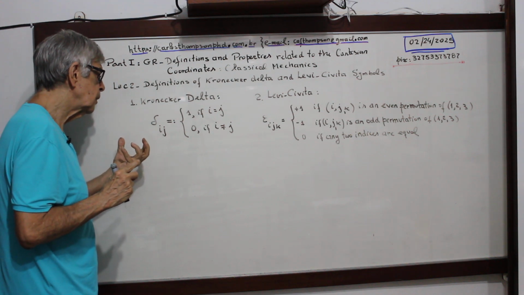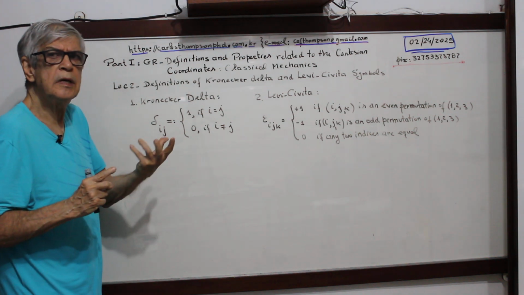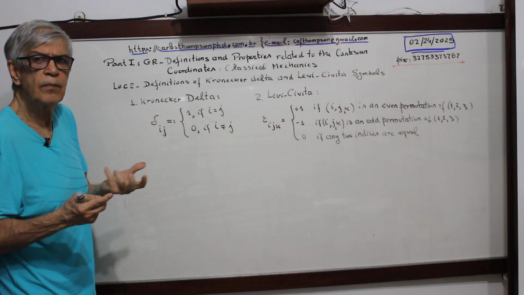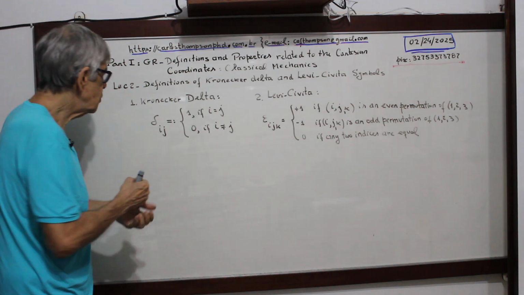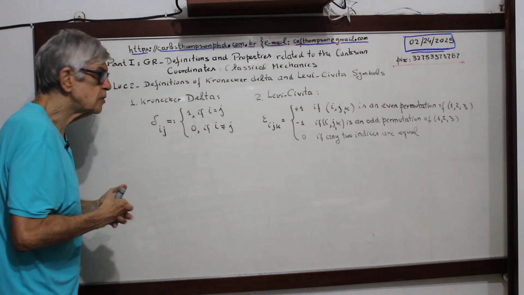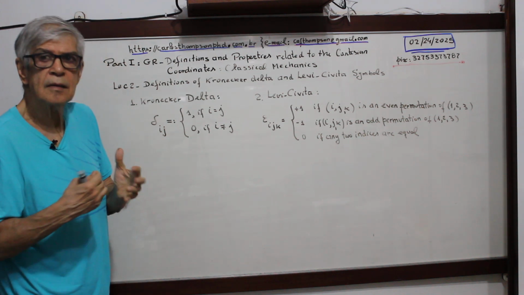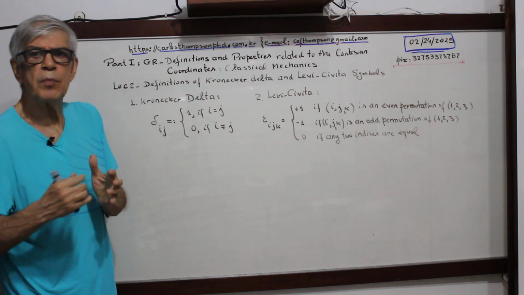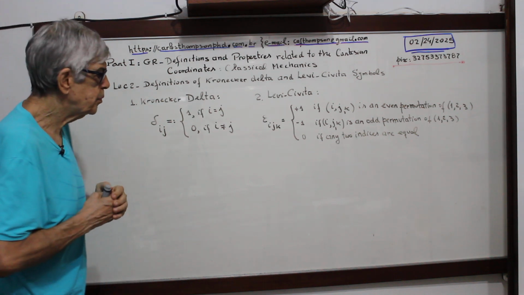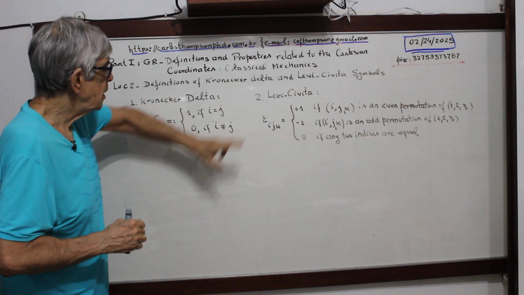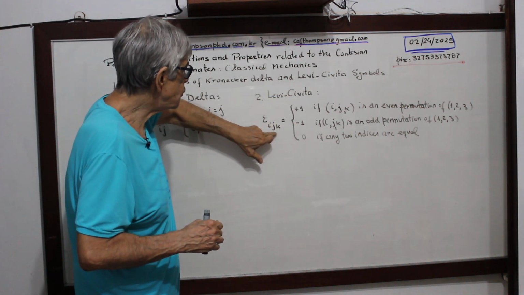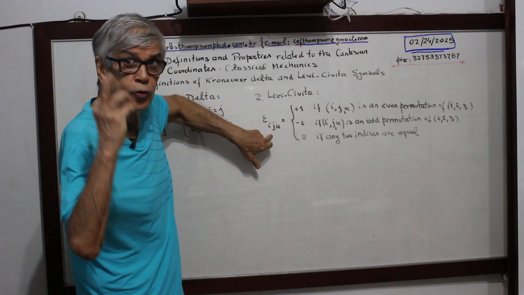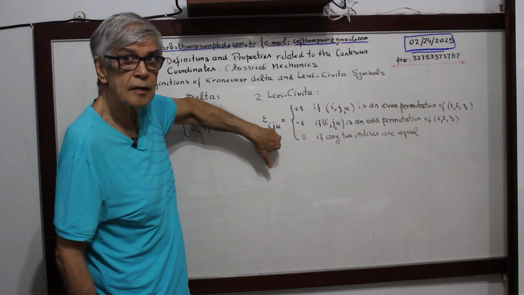i could be 1, 2, 3. j could be 1, 2, 3. So this corresponds to 9 different components. Okay. Now, Levi-Civita epsilon ijk. You see, 3 free indices.